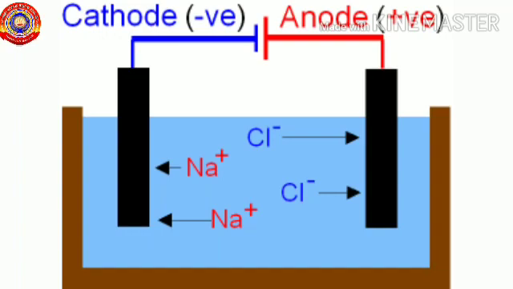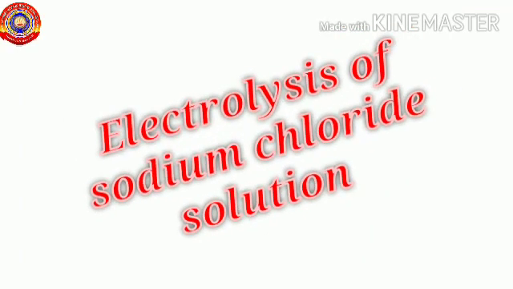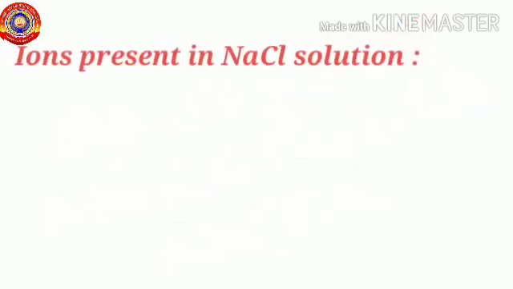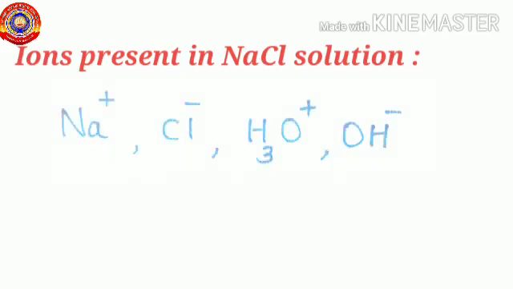Next, we will see the electrolysis of sodium chloride solution. The ions present in sodium chloride solution are Na+, Cl-, H3O+, and OH-. H3O+ is the hydronium ion, OH- is the hydroxyl ion. Since it is a solution, the water molecules are also present in this.